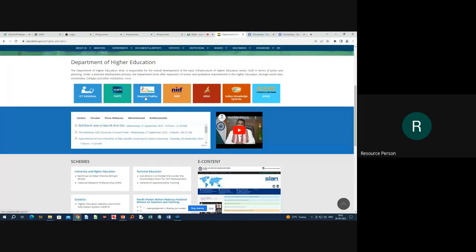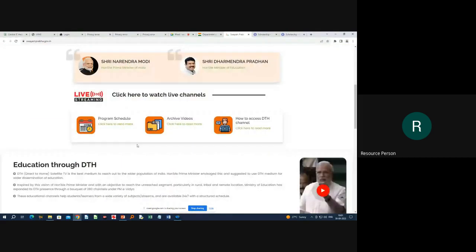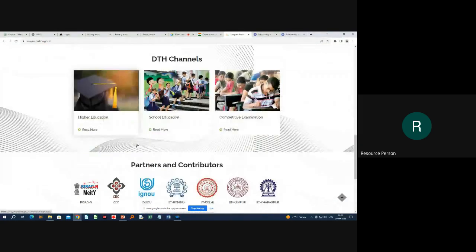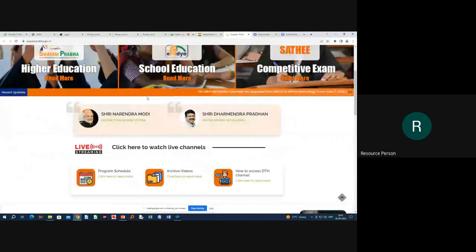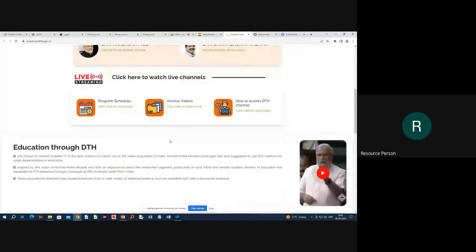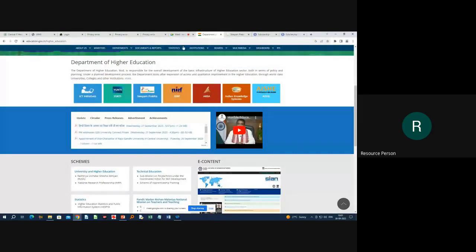You can see here Swayam Prabha that we spoke about. Have you seen Swayam Prabha? Yes, sir. So let me open it in a new tab. This is the Swayam Prabha. This Swayam Prabha has so many resources linked here. We will come back to it, but let me first go back here and you can see here ICT initiative. Let me open it again in a new tab.